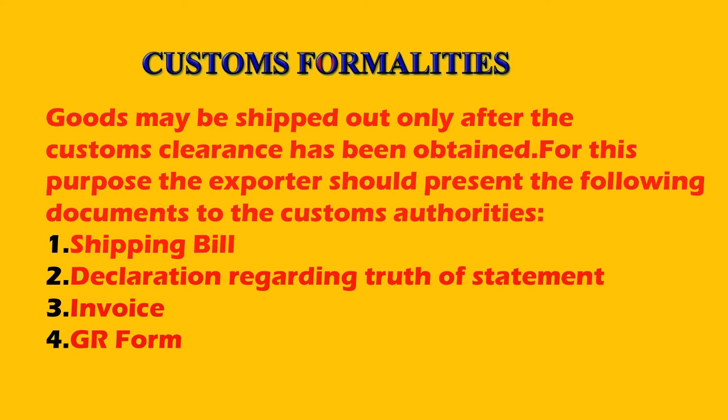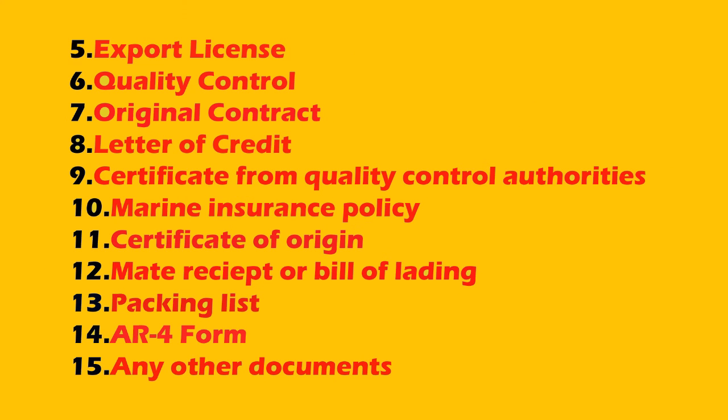Customs formalities. Goods may be shipped out of India only after the exporter has obtained customs clearance, and for this purpose the exporter should present the following documents to the customs authorities. Sometimes if the exporter is not doing this, then on his behalf the clearing and forwarding agent can also do it. There may be many documents like shipping bill, invoice, export license, quality control, or any other document whichever is necessary. The customs authorities scrutinize the shipping bill and other requisite documents, and if they are satisfied, they pass it for export. And again, there may be a physical examination by the staff of the customs.